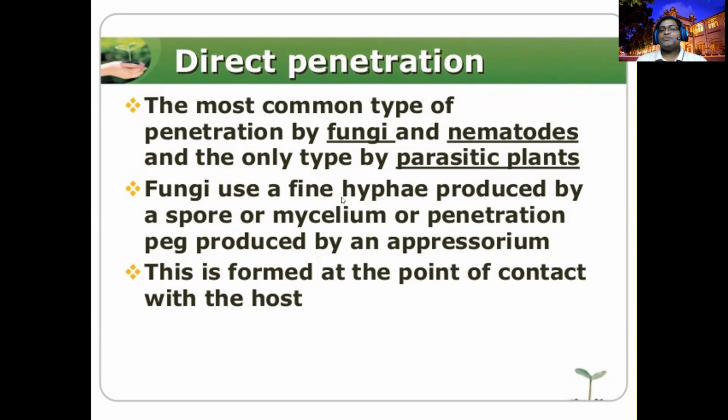For the fungi, it needs a fine hypha produced by the spores. That's what I told you, the penetration peg. So then it is producing the appressorium. Right? Penetration peg produced by an appressorium. That's what I drew in that picture, right? Penetration is formed at the point of contact with the surfaces.